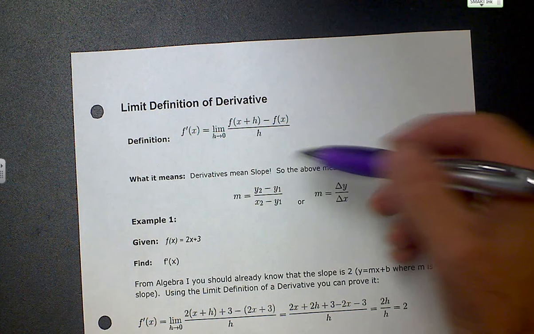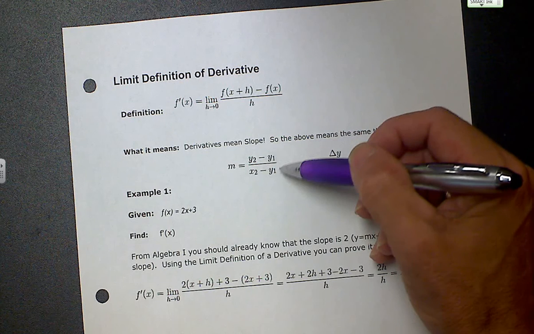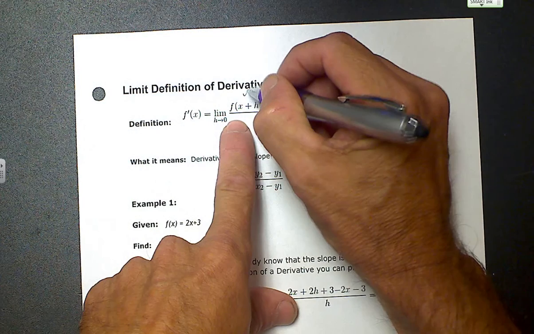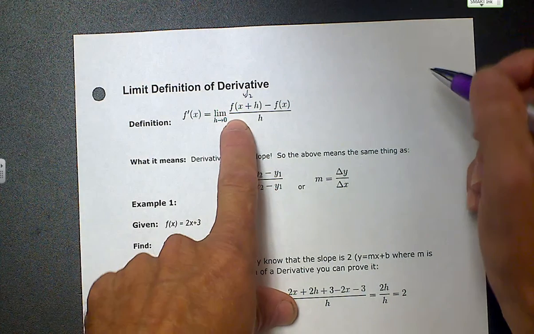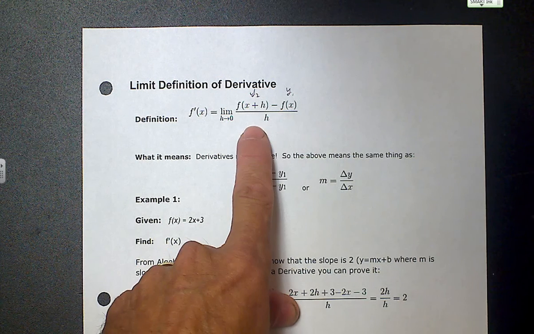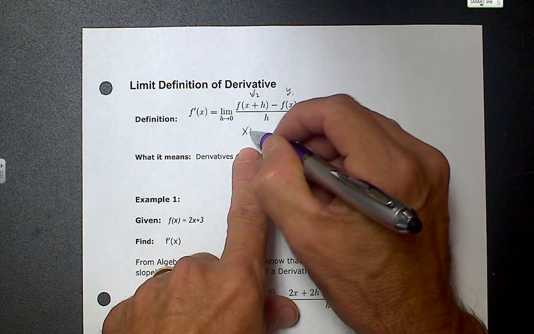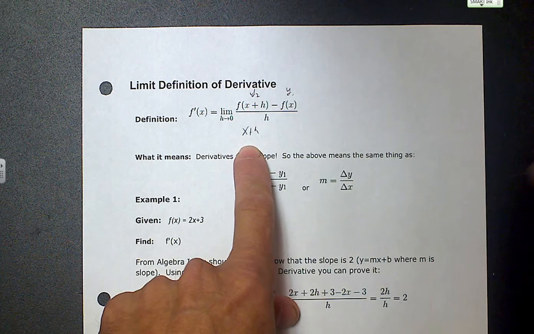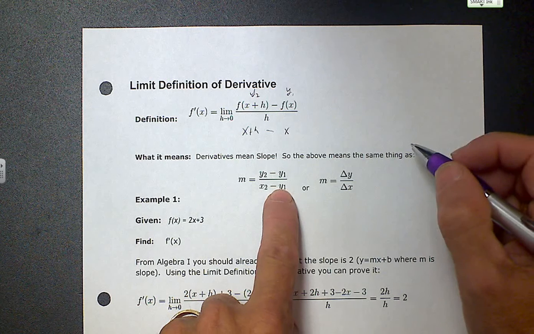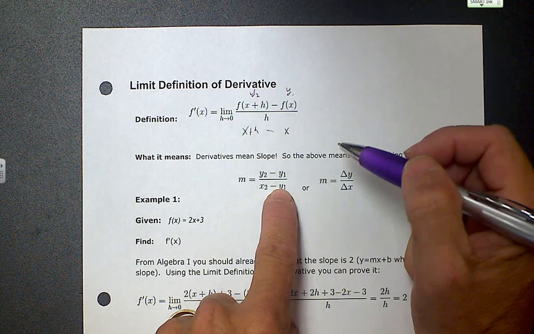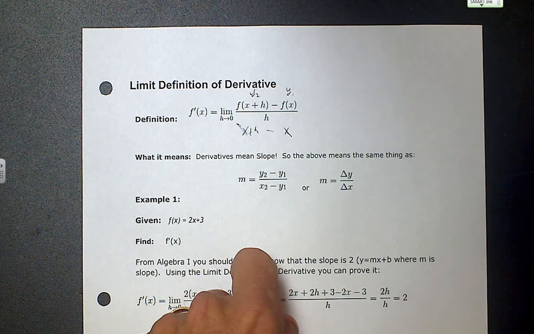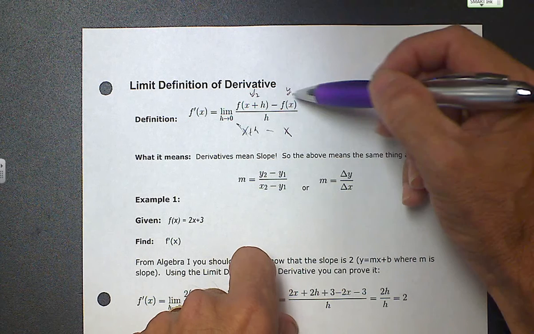So instead of algebra 1, y2 minus y1 over x2 minus x1, we're using this guy. Where f of x plus h right here, this is your y2 from algebra 1. This is your y1 from algebra 1. And the x plus h is your x2 from algebra 1. Minus the x, that's your x1 from algebra 1. What happens to those two x's? They cancel, and so I'm left with just the h. That's where the h came from. That's why it's on the bottom. So y2 over x2 minus y1 over x1.